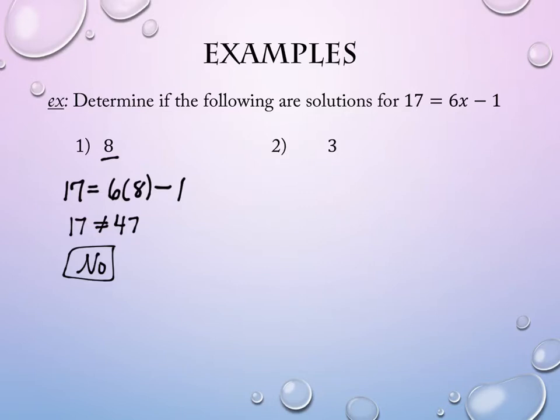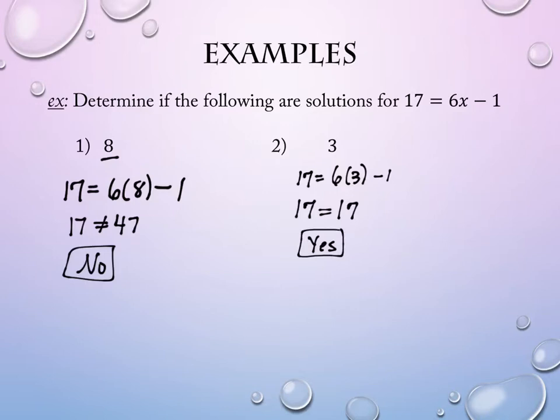Do the same thing with the second example, 3. Same equation. So 17 equals 6 times 3 minus 1. So what's 6 times 3? 18, and minus 1 is 17. So this time we end up with a value that works as a solution. So is it a solution? Yes.